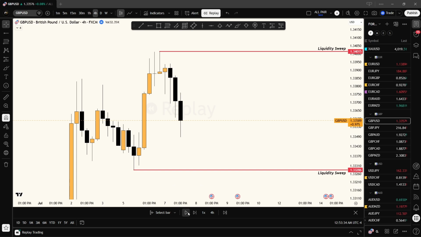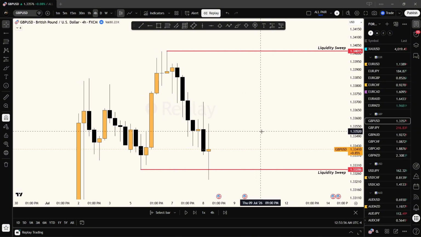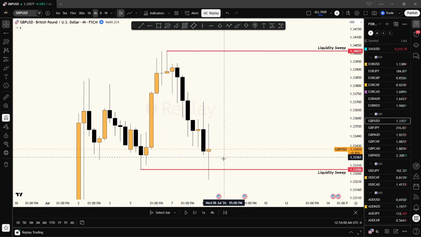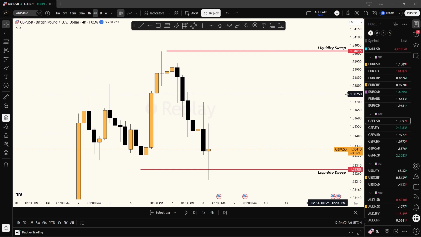So now I'm just going to play the replay mode here in TradingView and let the chart play forward, and I want to see which side price goes first. Does it sweep the buy side or does it go after the sell side? So, as you can see, price has already swept the sell side liquidity.